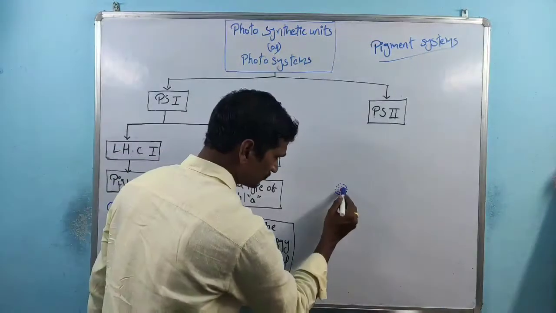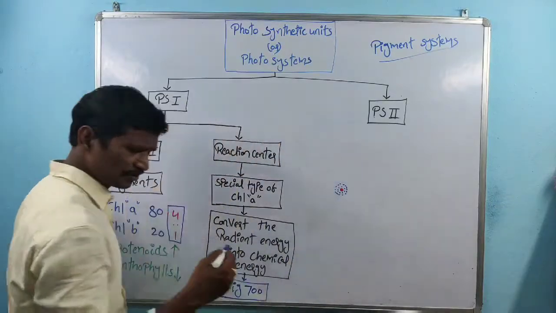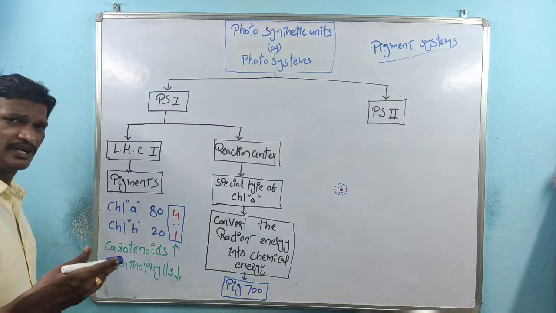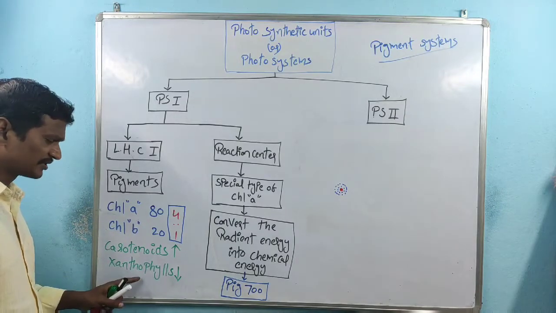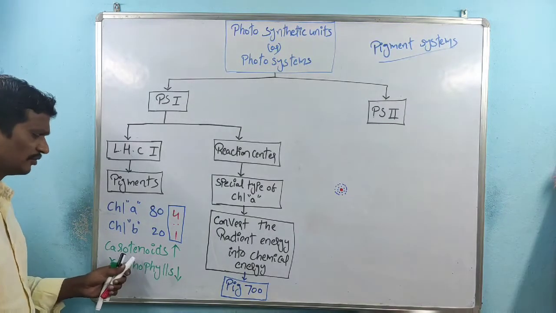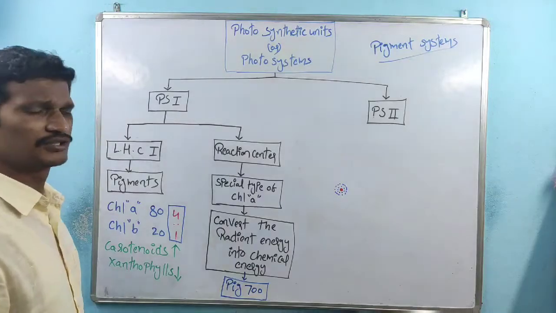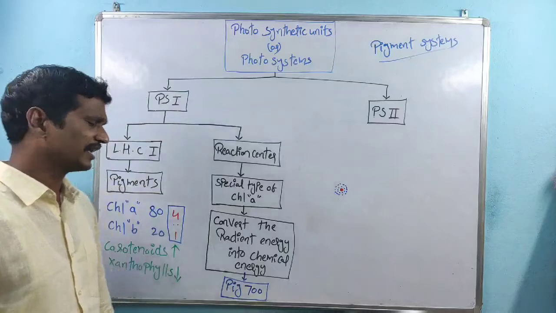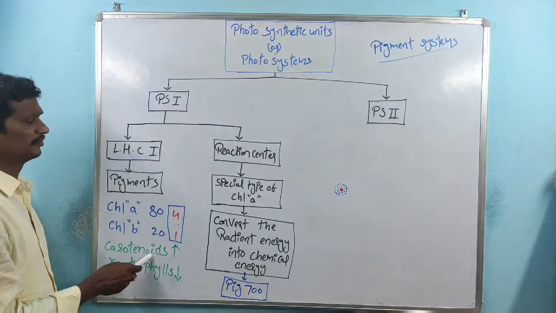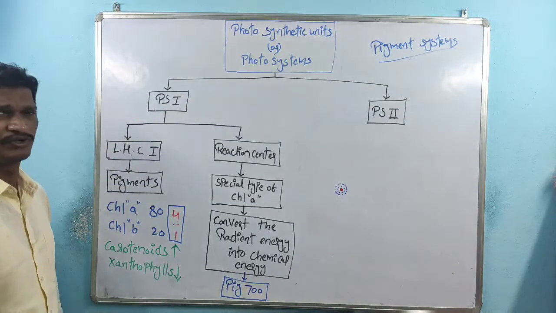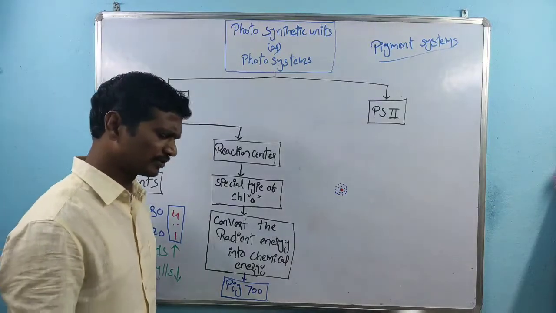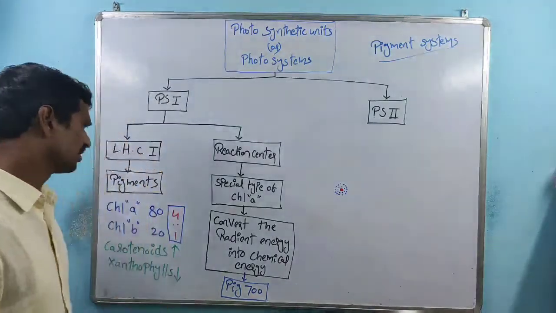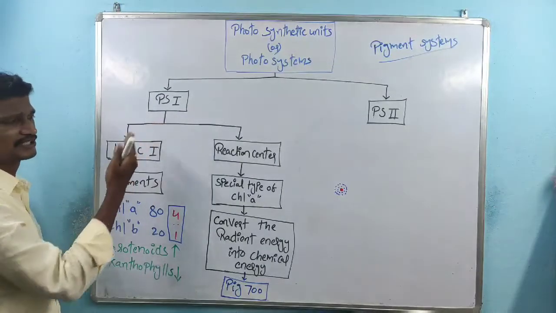At the center chlorophyll A is there, surrounded by different types of pigments. Chlorophyll A is present, chlorophyll B is present, carotenoids are present, and xanthophylls are present. We know carotenoids have an orange color. Within LHC1, more carotenoids and fewer xanthophylls are present. Xanthophylls exhibit a yellow color. All these components are present within PS1.